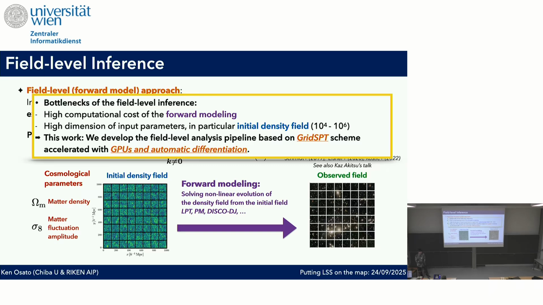I'll just list some challenges and bottlenecks of the forward modeling. Of course, forward modeling is not so cheap, because compared with calculating the power spectrum or bispectrum, the computational cost is relatively high. Another challenge is in the statistical analysis, because we are working on high dimensional parameter inference. We have a very high dimensional initial density field, typically 10^4 or 10^6 degrees of freedom. In this work, we have developed the Eulerian-based GridSPT algorithm, which adds some modifications by utilizing GPUs and automatic differentiation, which is essential to conduct the high dimensional parameter estimation.